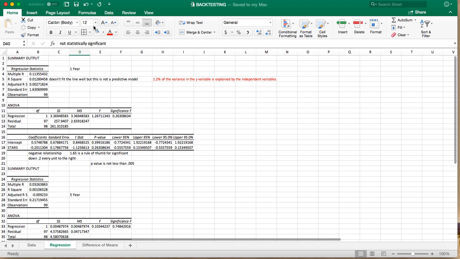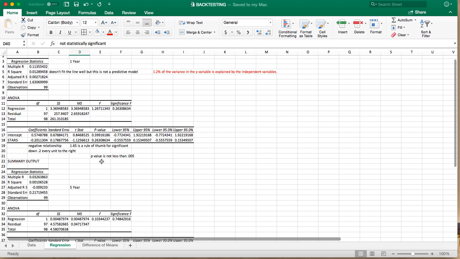So here are our results, here is the 1-year, and this is the 5-year. Looking at our R squared, it doesn't fit the line very well, but this is not a predictive model, of course. This is just trying to find a relationship. And so we have 1.2 percent of the variance in the y variable explained by the independent variable. If you look at the coefficients, there's a negative relationship, but if we also look at the t-stat, the rule of thumb is 1.65 for significance, and we don't have that here.